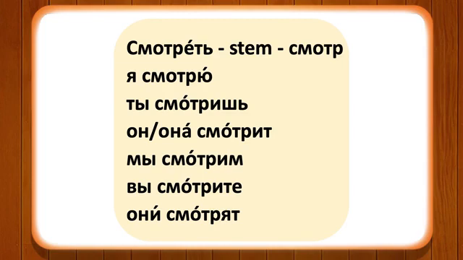So, ya smatriu, ti smotrish, ti smotr plus ish ending. On smotrit, smotr plus it ending. Mi smotrim, smotr the stem plus the ending im. Vi smotriche, the stem smotr plus iche ending. Ani smotriat, smotr is the stem and yat is the ending. So, we combine the two to get the form for ani, ani smotriat.